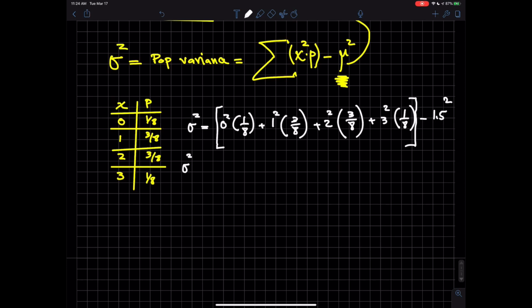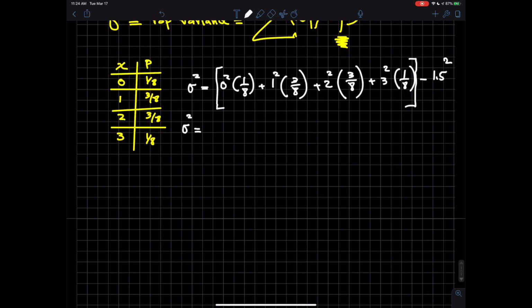Now, again, I'll do this for you manually here, but remember, for such questions, you will do this entirely on Excel, and you will just write the answer on your paper. So if I were to manually do this one more round, this will be 0, because 0 squared times anything is 0, plus 1 squared is 1 times 3/8 is 3/8, plus 2 squared is 4 times 3, 12/8. Plus 3 squared is 9. 9 times 1/8 is 9/8. And I will add these and I'll subtract from it 1.5 squared.